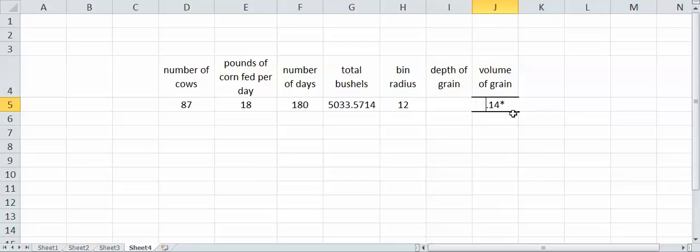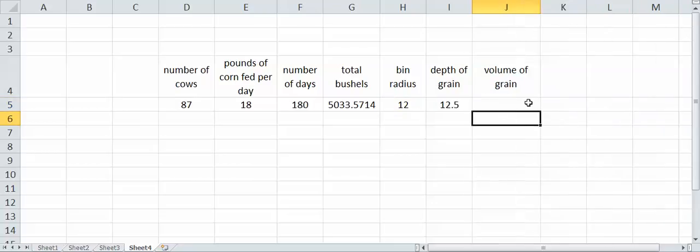Sorry about that. I didn't give enough room. So I can make this a little bigger here. Equals, okay, r squared times pi times grain depth.